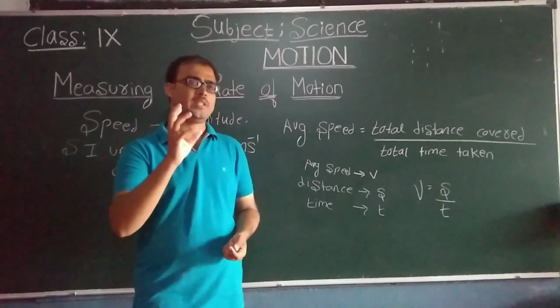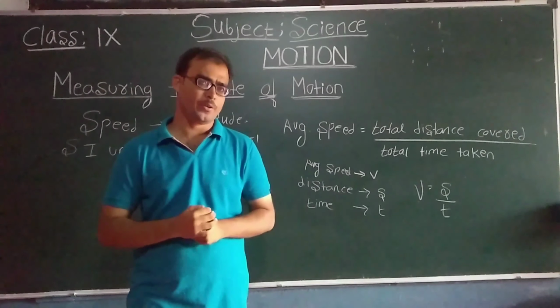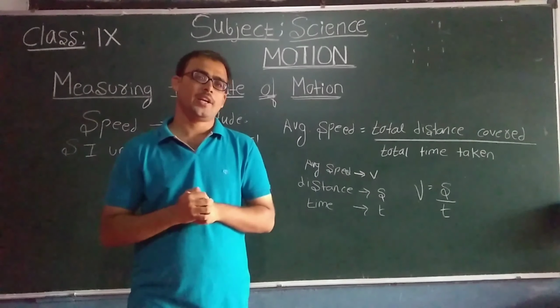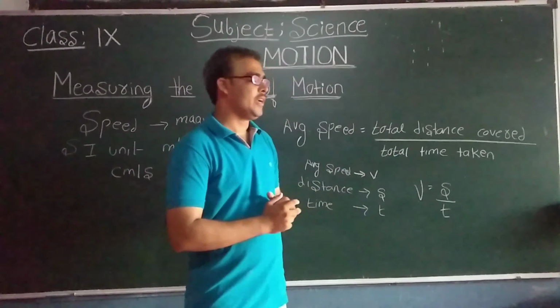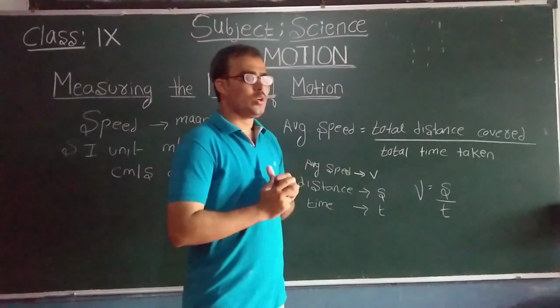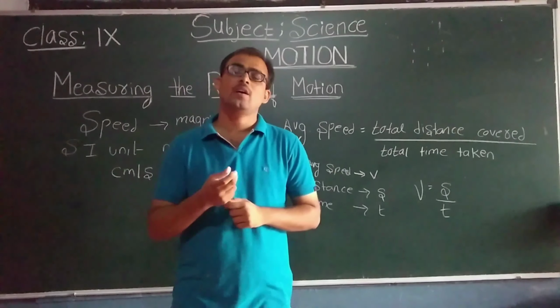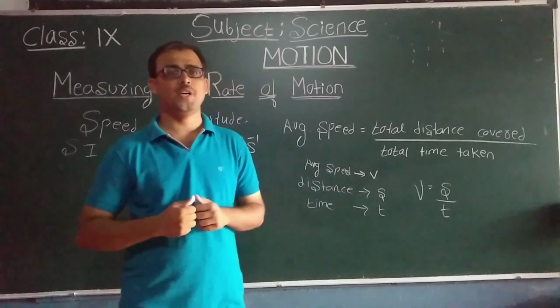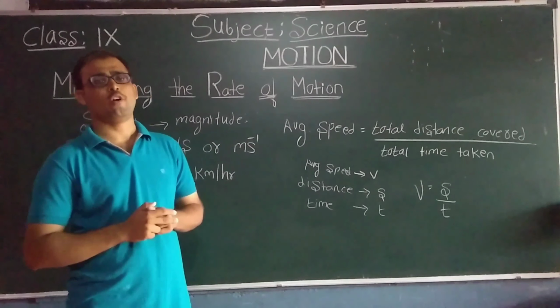Remember, speed has only magnitude. Speed does not have any direction. So what is speed? The distance covered divided by the total time taken. How to calculate speed? Total distance covered by total time taken. So speed is nothing but the rate of motion of an object.